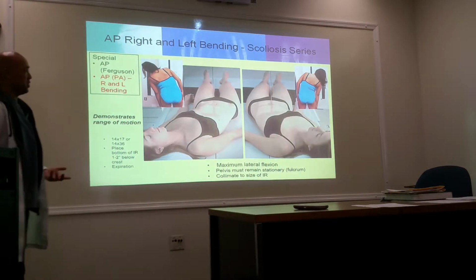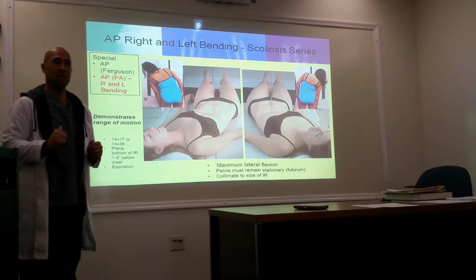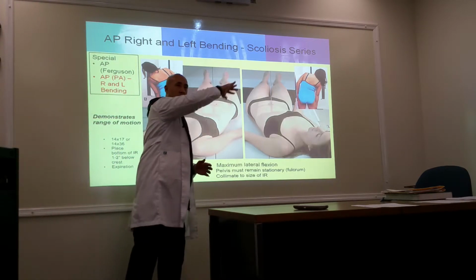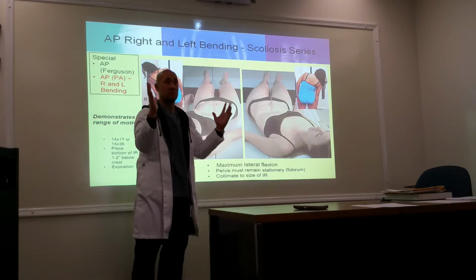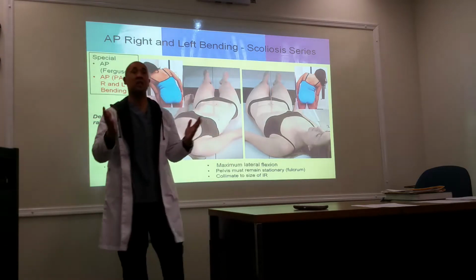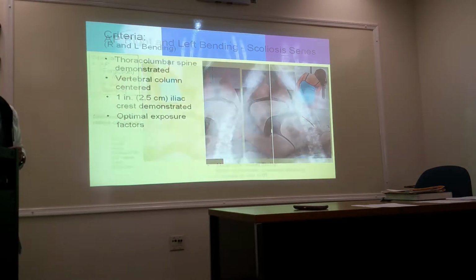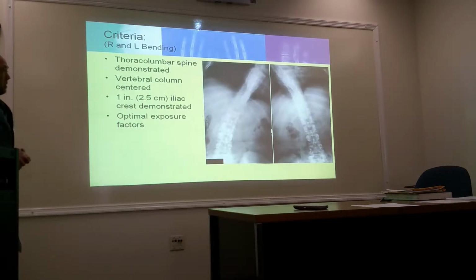Now, this is one of the situations where you don't call them into the area of interest because now their orientation is going in a diagonal way. So we want to open up our field to the size of the image receptor. Okay? All right, so right and left bending, open up to the size of the image receptor.